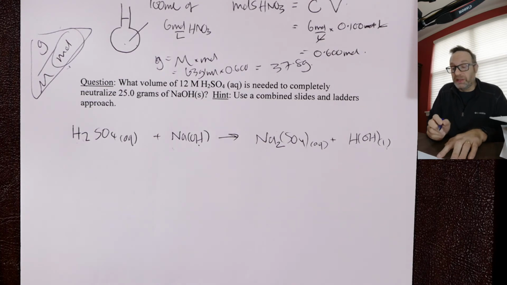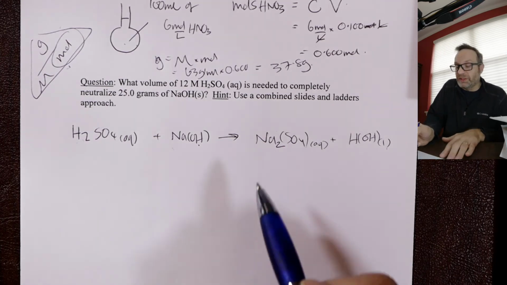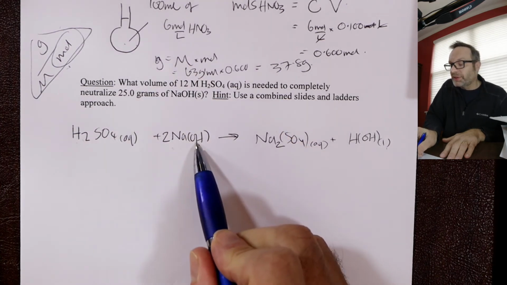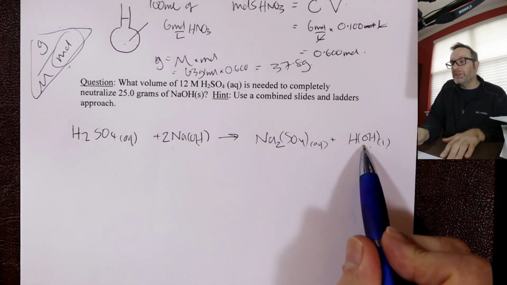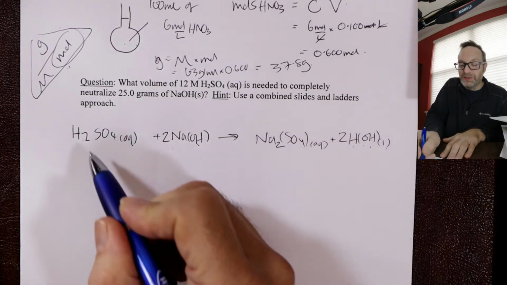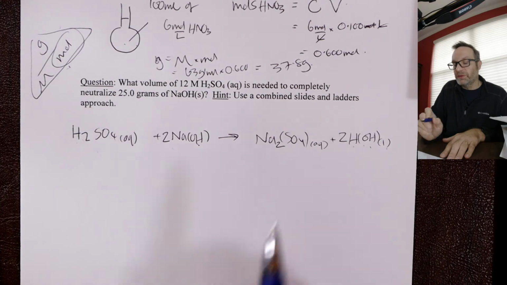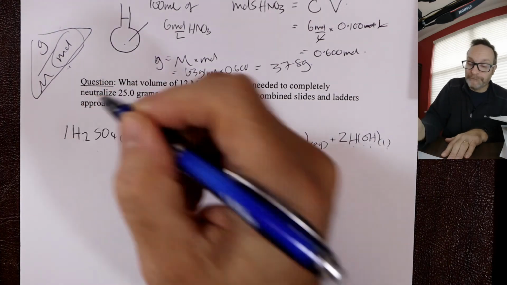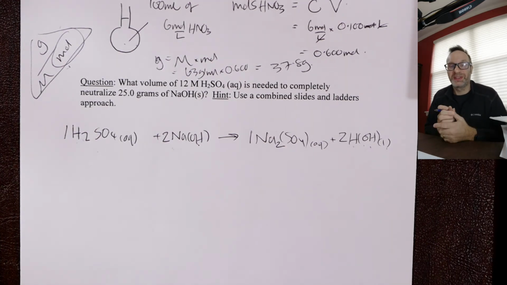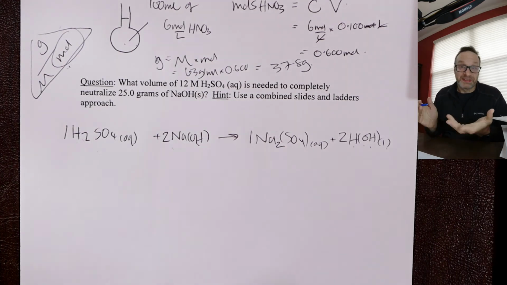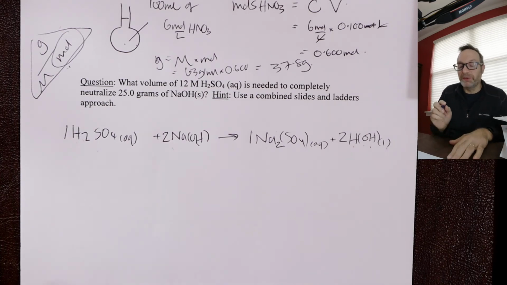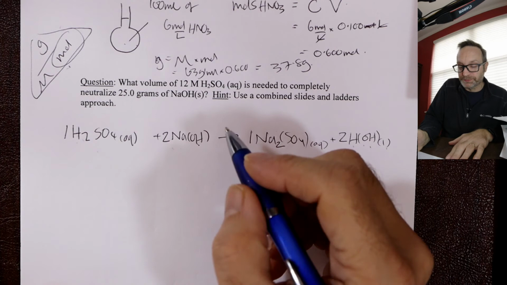So let's balance it real quick. I like to balance what looks easiest first. I've got 2 sodiums there, 1 there. 2 OHs, 1 OH. So you've got an OH minus and an H plus to make water, right? So 2 H pluses, 2 H pluses, 1 sulfate, 1 sulfate. That's now balanced, okay? All right. So the first step of a quantitative slides and ladders type approach is balancing, right? Quantitative stoichiometry.